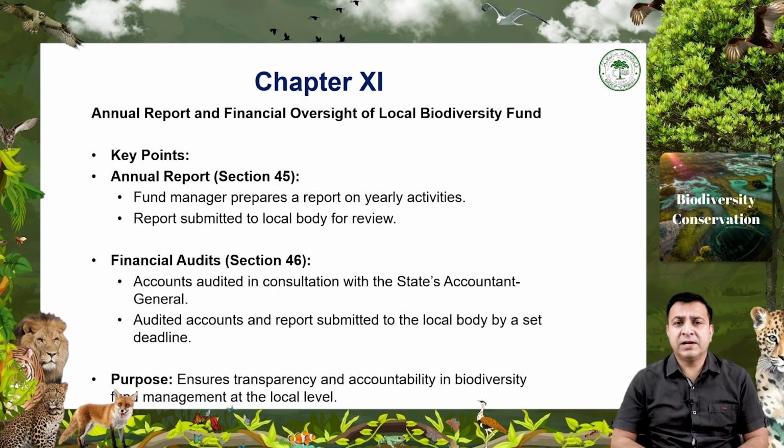Chapter 11 also talks about the annual report and the financial oversight. The person in charge of the local biodiversity fund needs to prepare an annual report detailing the activities undertaken during the previous financial year. This report needs to be submitted to the concerned local bodies for review as per section 45 of the Biological Diversity Act. Additionally, the accounts of the funds need to be audited in consultation with the Accountant General of the state. The audited account and the audit report need to be submitted to the local body by the prescribed deadline under section 46 of the Biological Diversity Act.